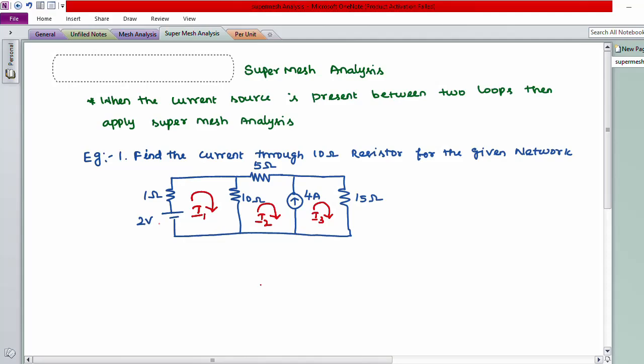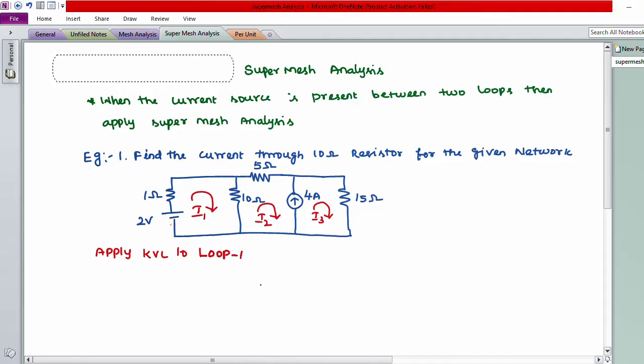Now, you have to check whether the current source is present in loop 1. No. So here you are having only a voltage source, so that we can apply the normal KVL. Apply KVL to loop 1.